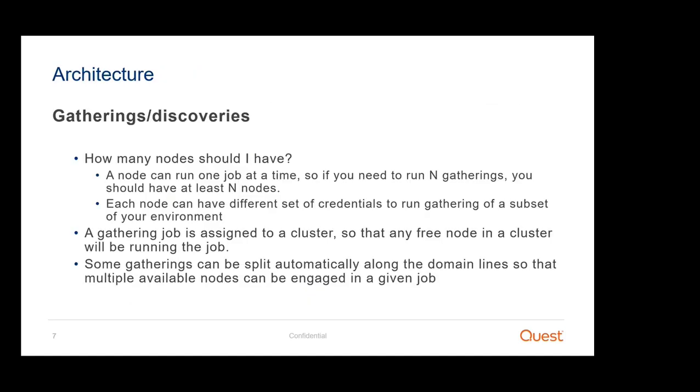Now, in the architecture, the gatherings and discoveries are always a question that us engineers get. How many nodes should I have? A node can run one job at a time. So if you need to run a number of gatherings, you should have at least that many nodes. And every node can have a different set of credentials to run a gathering of a subset of your environment.